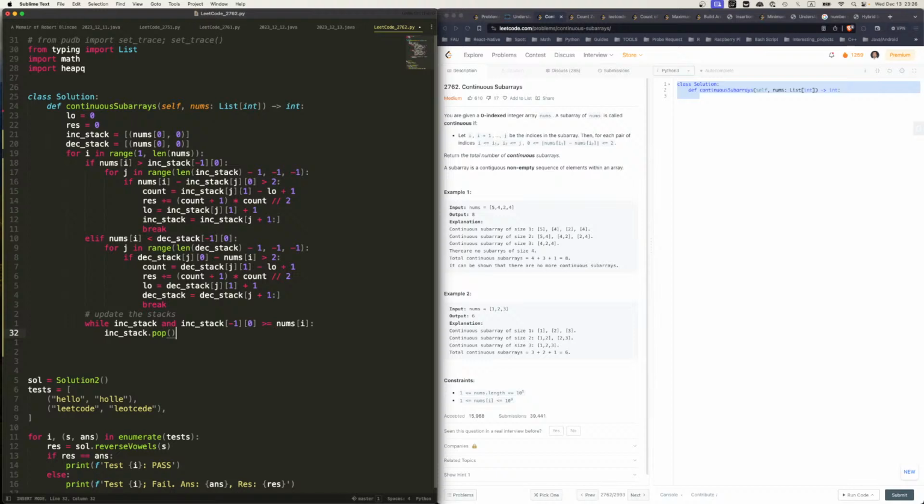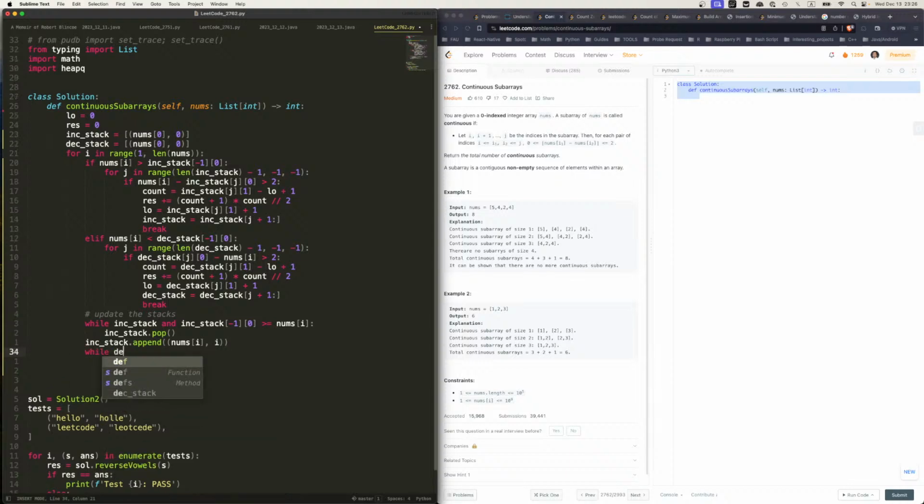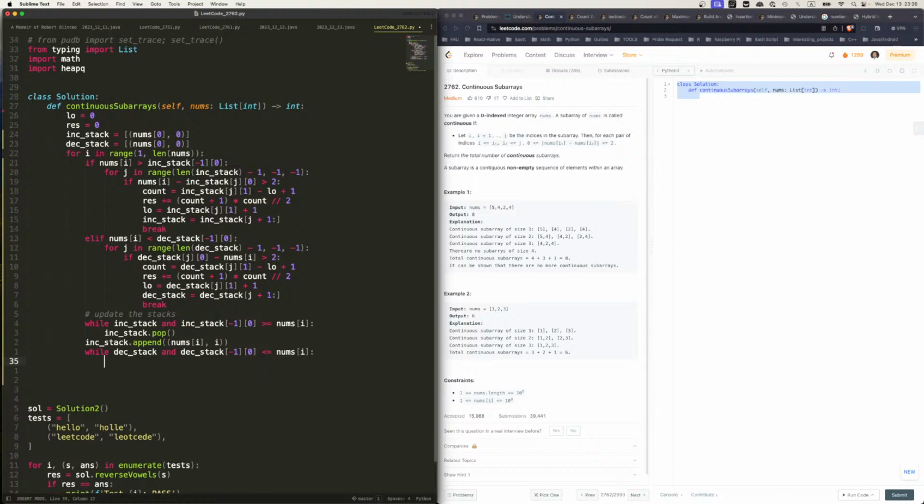And then we try it again until nums[i] is bigger, right? And then once it's done, I say this.append(nums[i], i). Okay, so again, while the decreasing stack minus 1, 0 is smaller or equal to nums[i], so something is really small here, right? Something is, no, this nums[i] is big, then we will pop. And at the end, this will append nums[i].